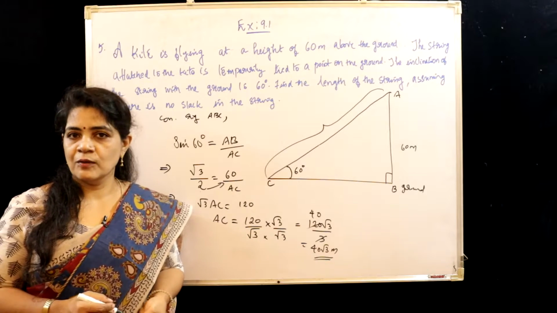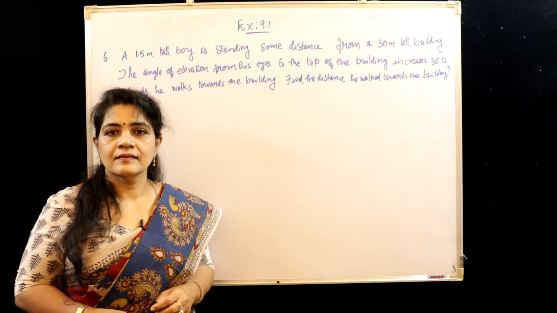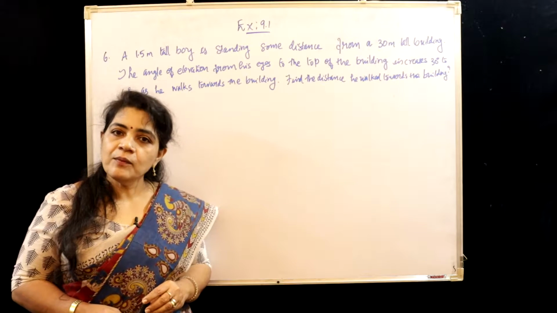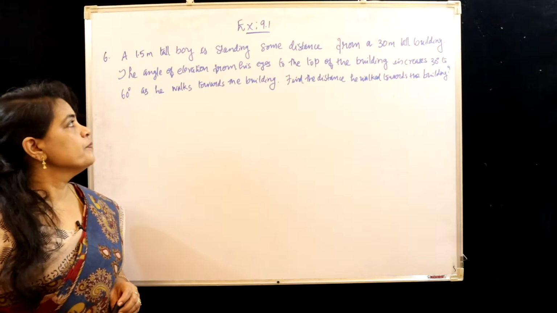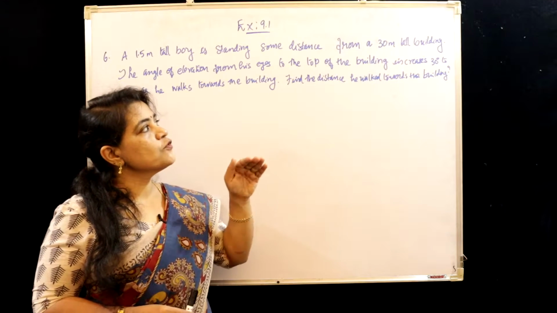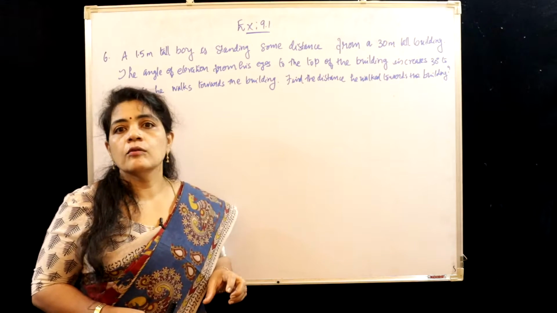So this is all about the fifth question. Now the sixth problem. A 1.5 meter tall boy is standing some distance from a 30 meter tall building.